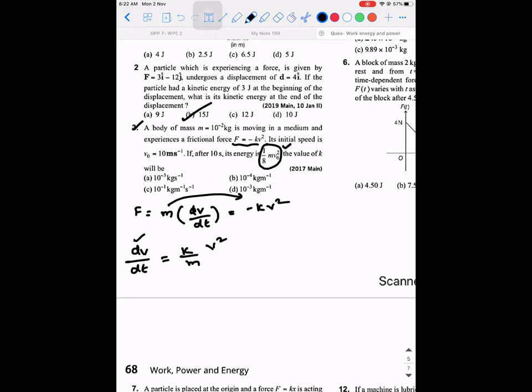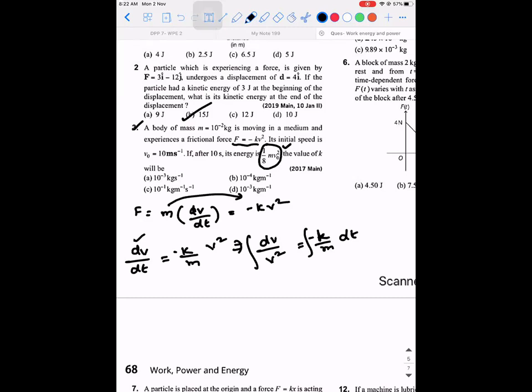So you're going to use the variables separable method. We can write dV by v square is equal to k by m into dt. Accepted, guys? Just a minute, there is a minus I missed, because when you're integrating, the minus is an important term. We have separated the variables. Did you understand what I did till now?